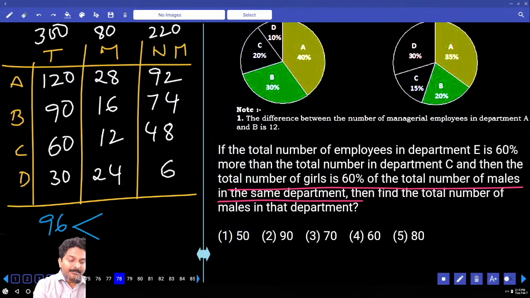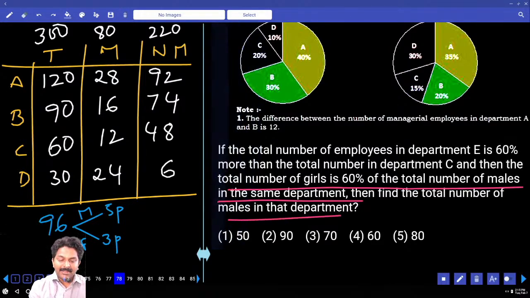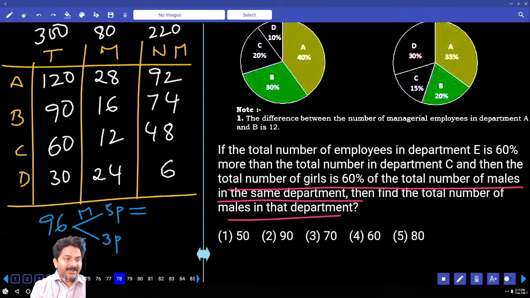Then the total number of girls is 60% of the total number of males in the same department. That means male and female: if males are 100%, females are 60%. They are in the ratio 5:3, 5 parts and 3 parts. Total 8 parts. If 8 parts is 96, 1 part is 12. Find the male, 5 parts. 5 into 12, 60.